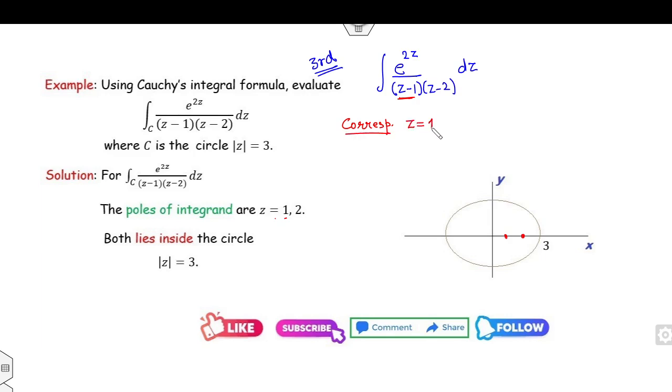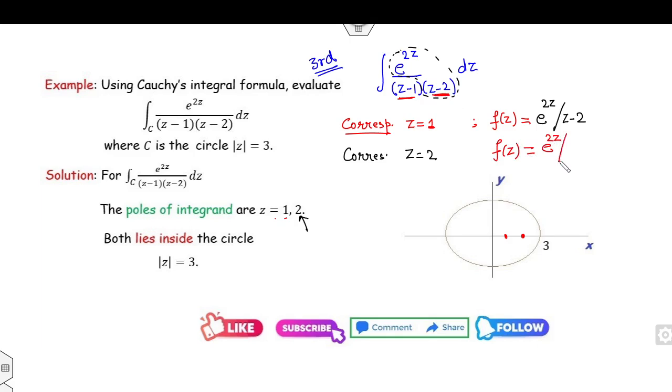Corresponding to z equal to 1, you can take f(z) as... what did I say? What do you take for f(z)? Leave out this point, and see what remains. You can see the remaining part is e raised to power 2z divided by z minus 2. Corresponding to z equal to 2, the second pole, except the z minus 2, what remains? In that case your f(z) is e raised to power 2z over z minus 1.